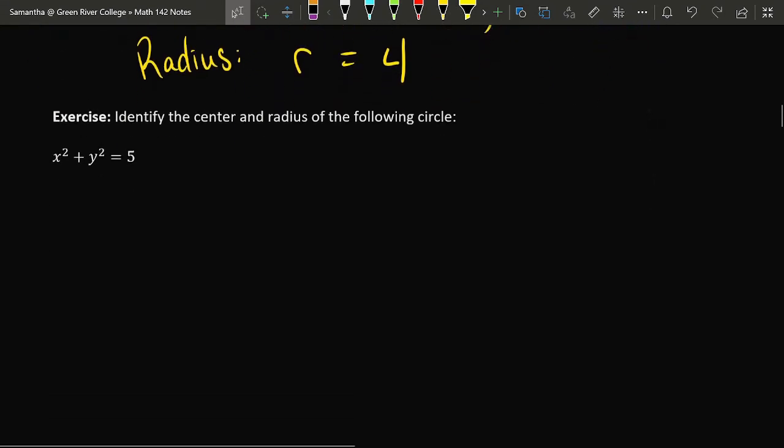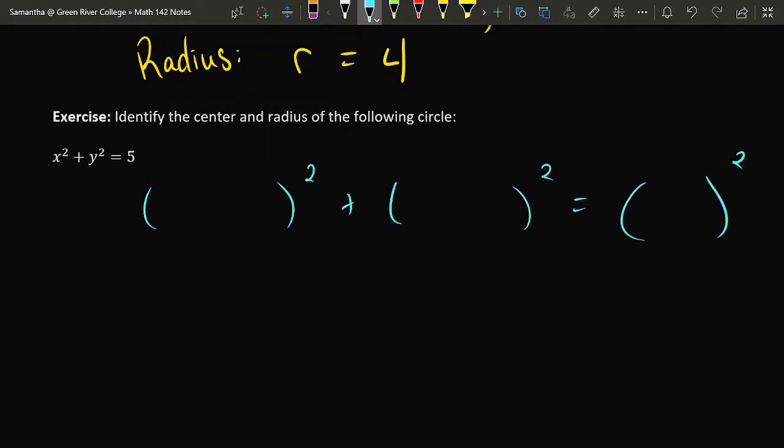Now, what about the equation below? x squared plus y squared equals 5. Once again, if I want to be able to see the center and see the radius, one way to accomplish this is to rewrite this equation into a more standardized format: (x minus something) squared plus (y minus something) squared is equal to something squared.